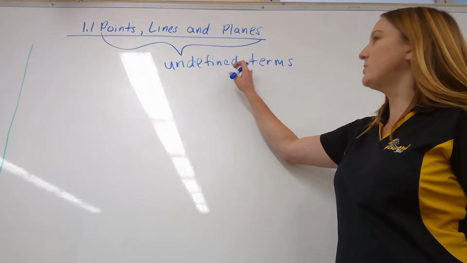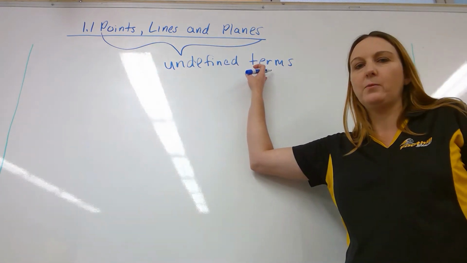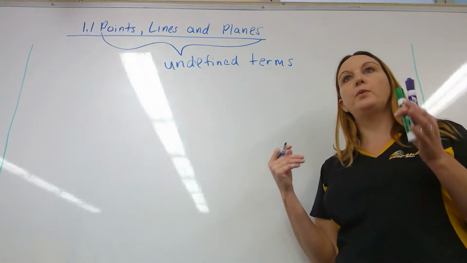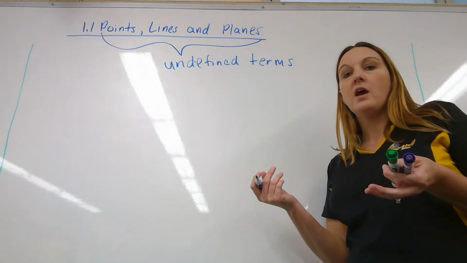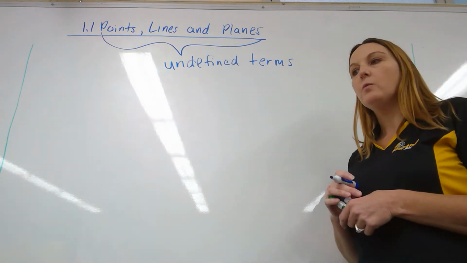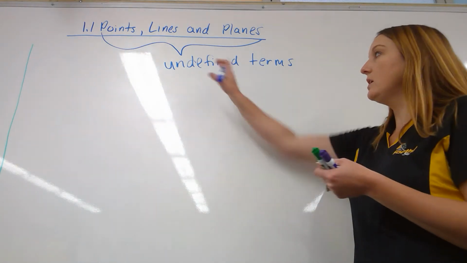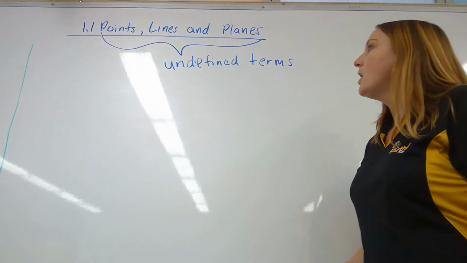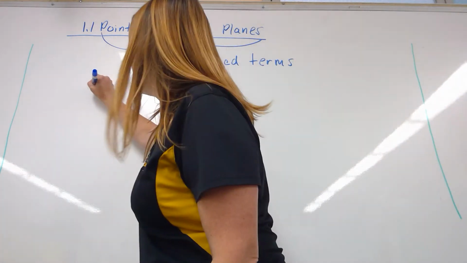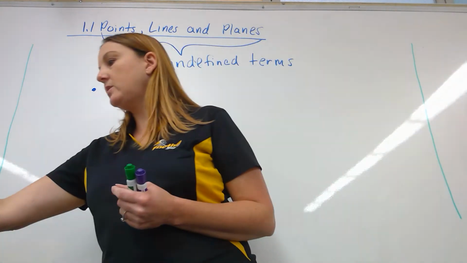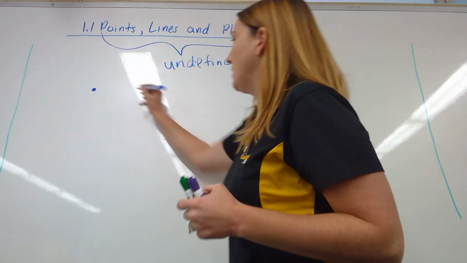So how is a term undefined? Like, what does that mean? Well, here's what it means. It means we can kind of explain what it is, but only in this abstract way. We can't physically define what it is because we're using it to define everything else. So, for example, a point is our very first undefined term, and a point has no size or shape.